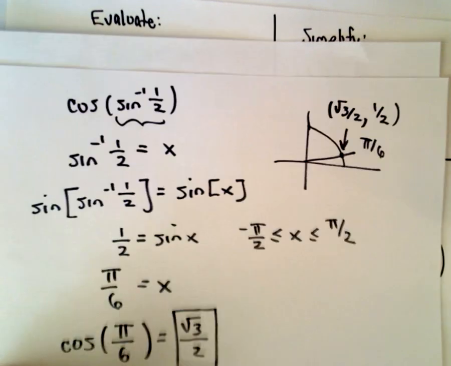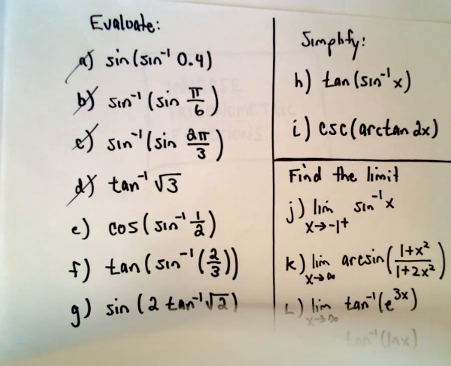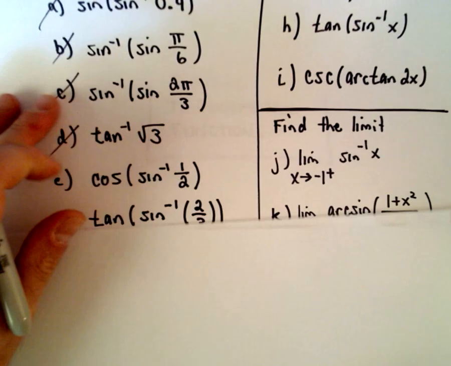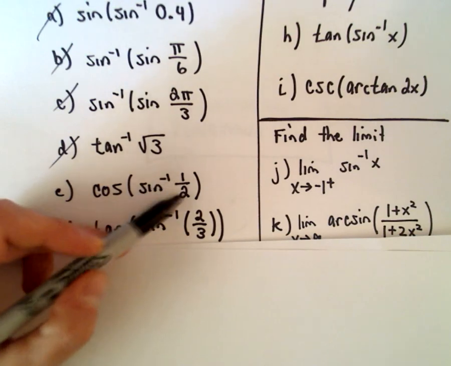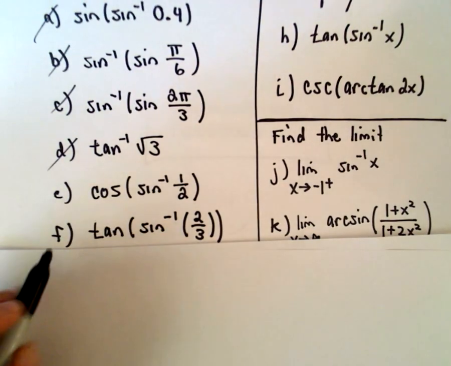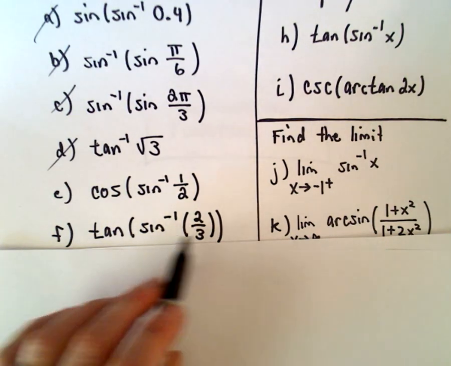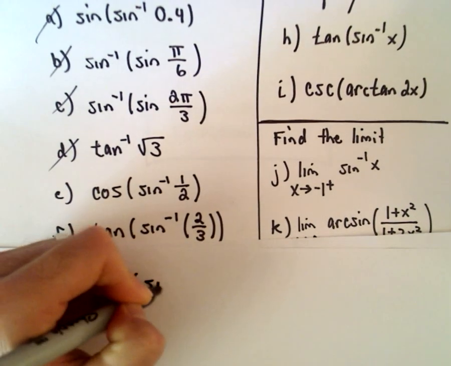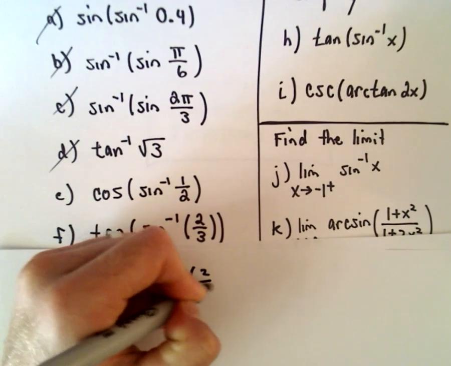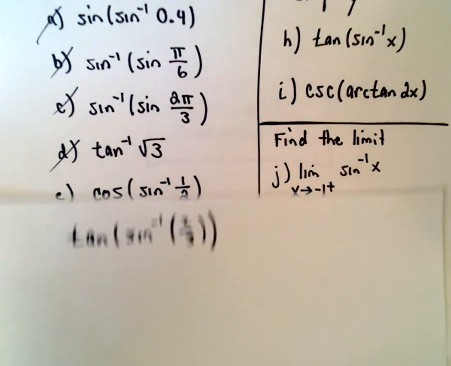All right, let's jump to the others where we have to do right triangles. So the problem with part F here, I knew an angle off the top of my head: inverse sine of 1/2, well, that's pi over 6. And the problem with part F, inverse sine of 2/3, I don't know an angle that would give me 2/3. Of course, if you had a calculator, you could do this, but in a lot of classes where you would see these types of problems, you would be expected to do them without a calculator.